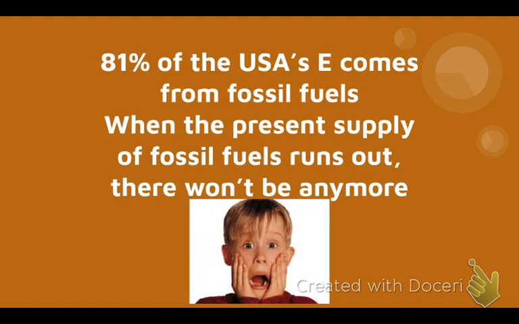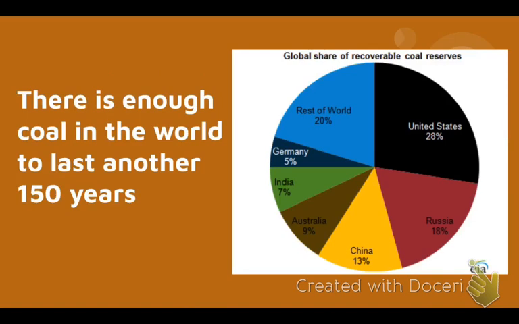So 81% of the U.S.'s energy comes from fossil fuels. But when the present supply of fossil fuels runs out, that means we won't have any more energy. That means the amounts of electricity and all those things would be drastically lower. You wouldn't be able to drive, all sorts of things. So that would be absolutely horrible if we ran out of these fossil fuels and didn't come up with an alternative. That brings us to a couple more slides.